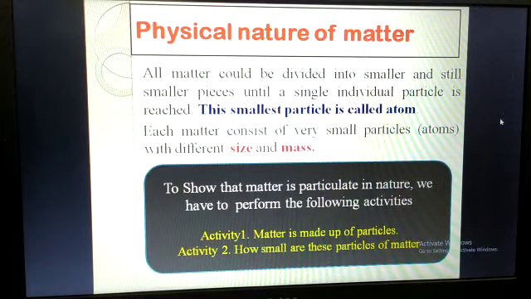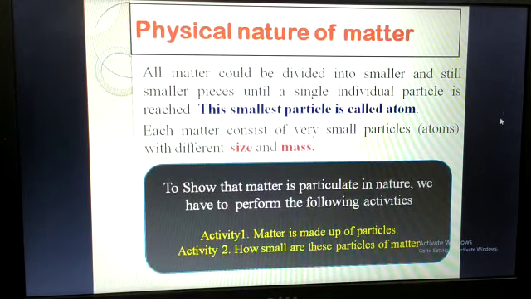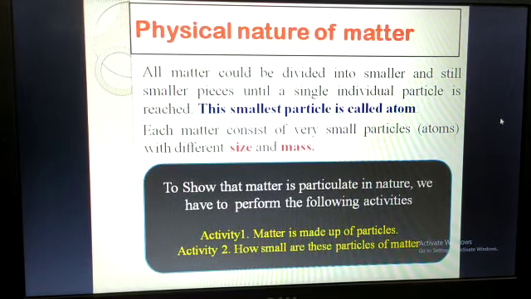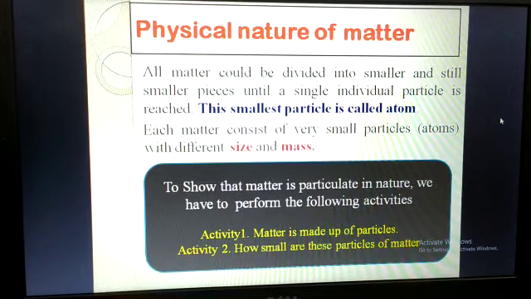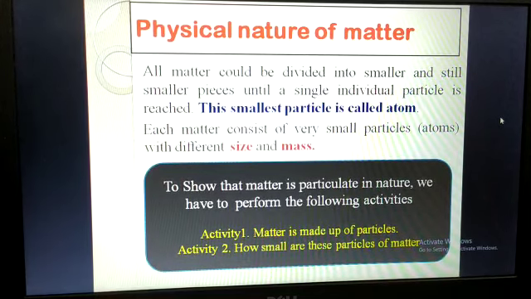Now to show that matter is particulate in nature, meaning it is made up of small particles, we have to perform some activities, right? So we will discuss the physical nature of matter with the help of an activity.